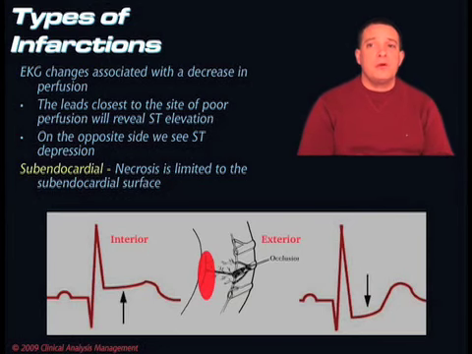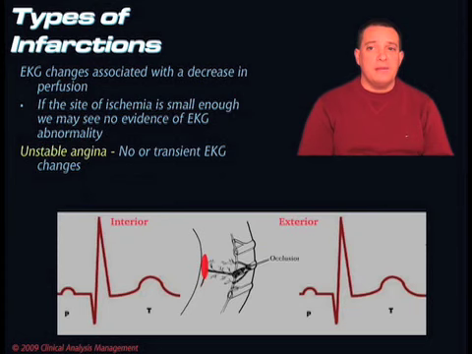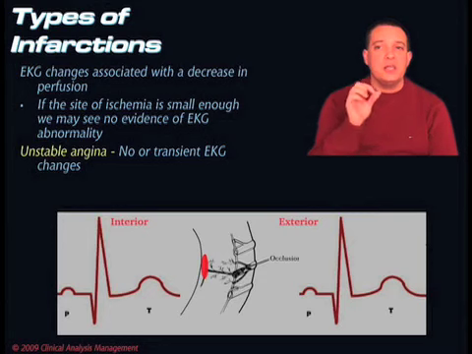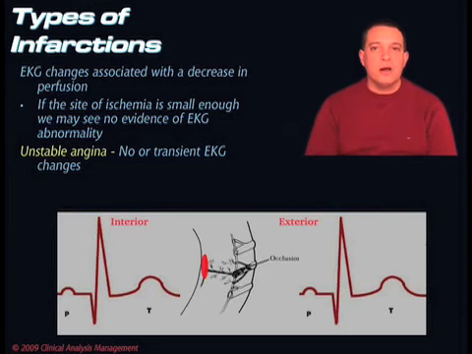Now, the third type of MI that we can actually have is something called unstable angina. And I say MI, really I should be saying acute coronary syndrome. The third type of acute coronary syndrome we can have is unstable angina. So what diagnoses unstable angina? Well, it's the patient who, like your patient having a subendocardial MI, just has a partial occlusion of a blood vessel.